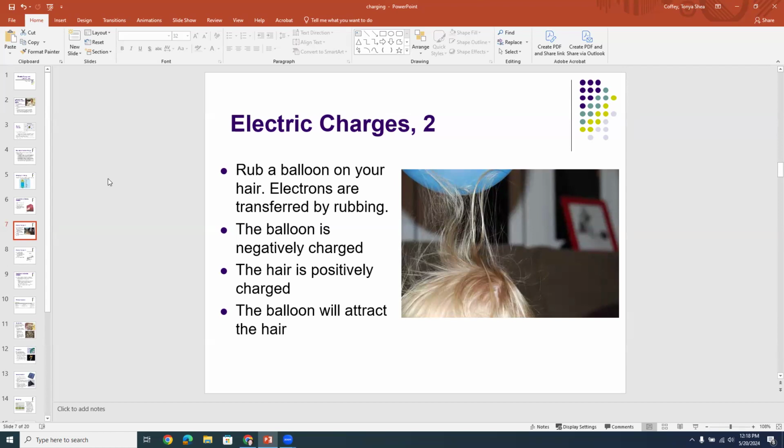So if you've ever wondered why that happens, it's because electrons are transferred during the rubbing of the balloon on your hair, and the balloon picks up more electrons, and so it becomes negatively charged. And then your hair has the net positive charge because the negative charges were transferred from your hair to the balloon. Okay, so then they're equally and oppositely charged. And then what happens is you can hold the balloon away from your head and it will attract the hair. So that's a really common demo that you can do yourself.